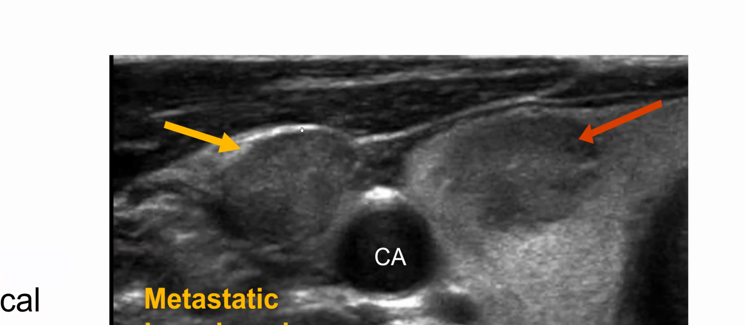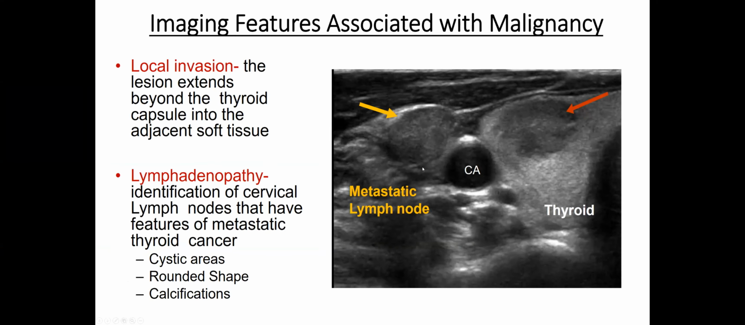Associated with this is a lymph node in the lateral neck. And you can see this lymph node is rounder in shape. It has the same echogenicity as that thyroid tumor. So this is a metastatic lymphadenopathy. Now, this is a case that the radiologist will tell you looks malignant, because it has those features plus it has associated lymphadenopathy with it.